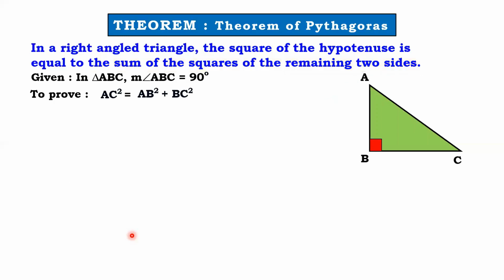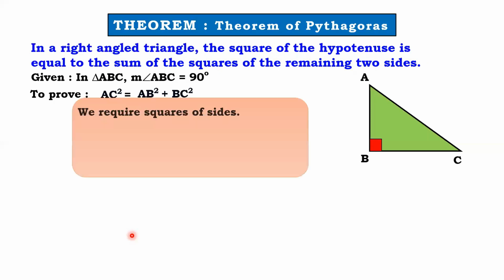Now students, it's clearly understood that to study the theorem of Pythagoras, we need to know the theorem on similarity of right angle triangles. And to use that theorem, we need to know that something is missing. Of course, by this time you must have understood what to do. But then why we have to do that and why we are using the theorem on similarity of right angle triangles, that has to be understood.